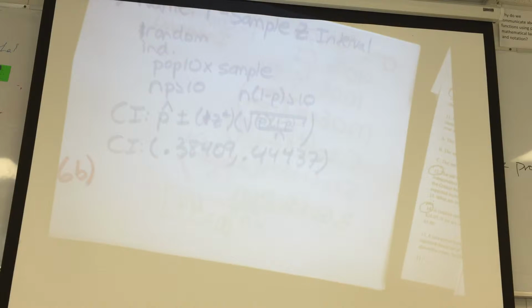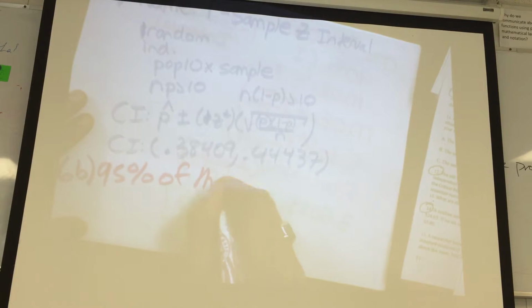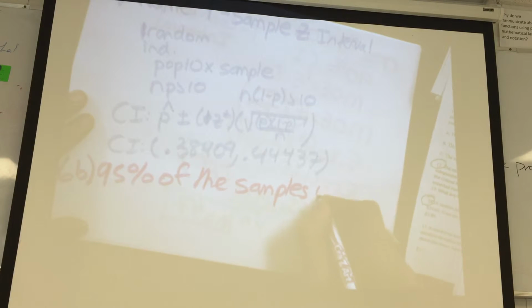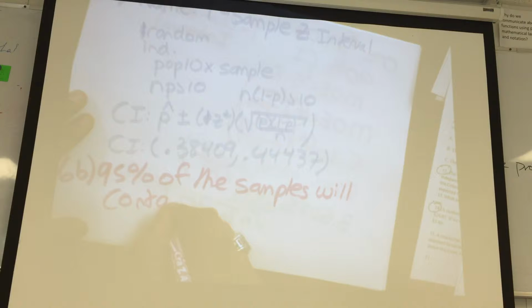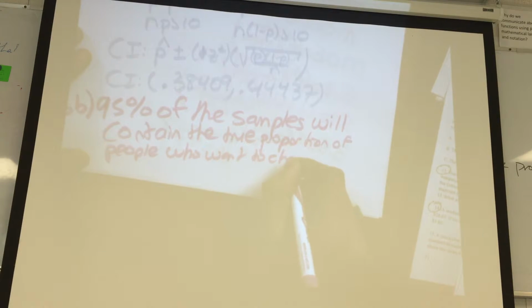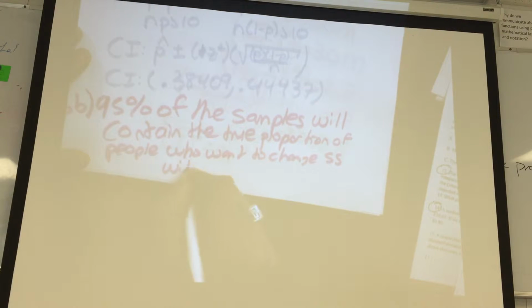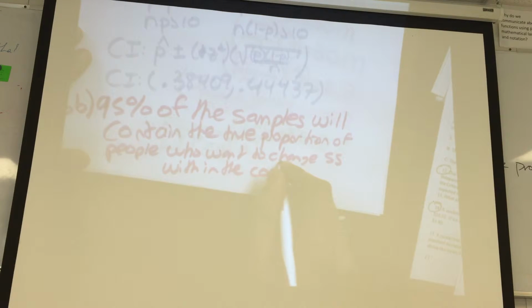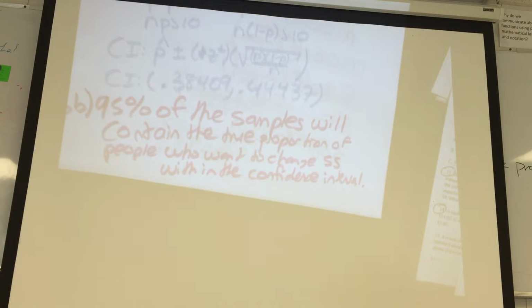95% confidence is another way of saying 95% confidence level. That means 95% of the samples will contain the true proportion of people who want to change Social Security within the confidence interval. I did not expect A and B to be problematic.